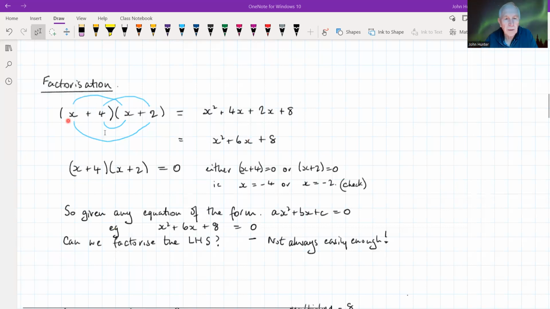Now, why do we want it factorized? Let's have a look at the equation like this: x plus 4 times x plus 2 equals 0. That's how we would say it.